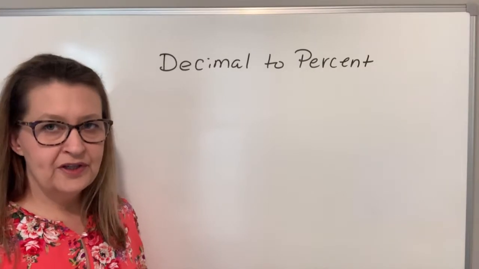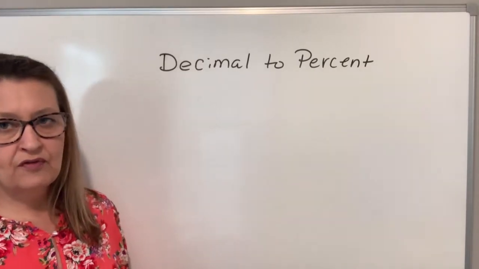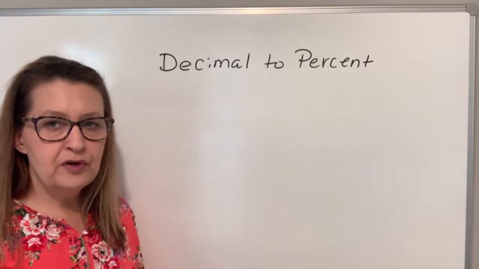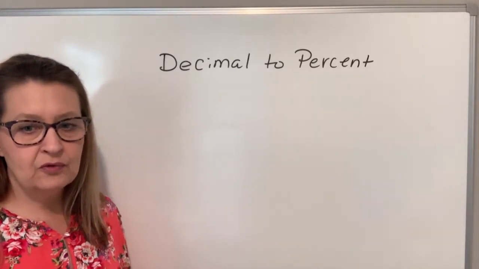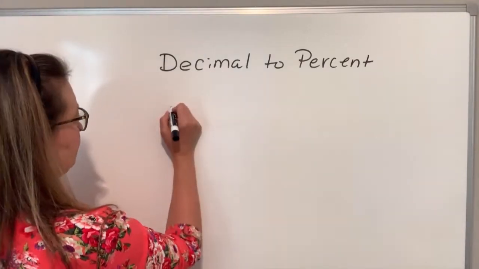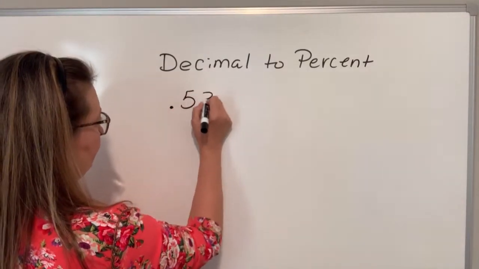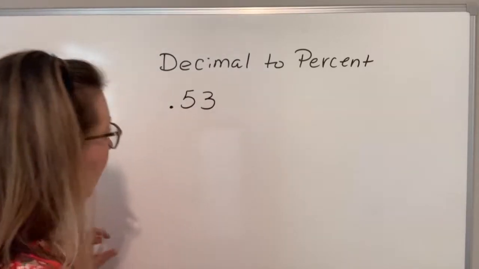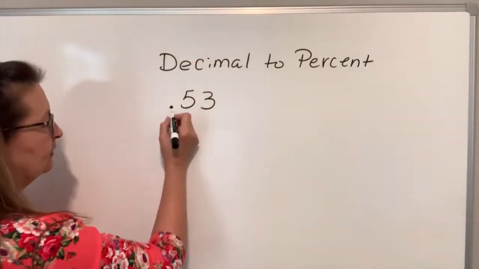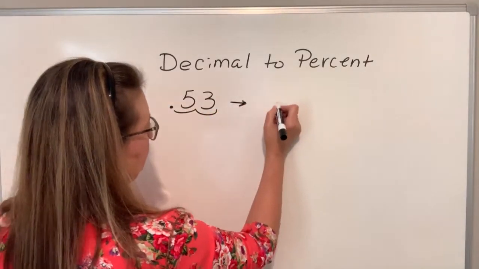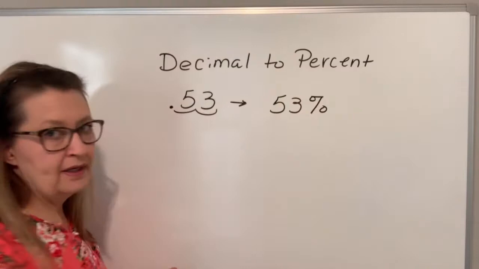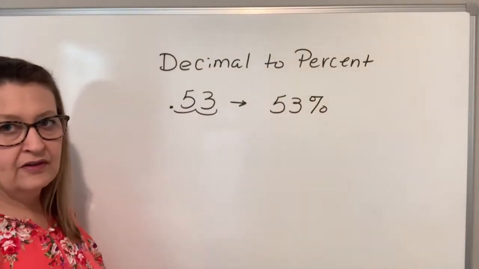Okay, situation number 2 is going from a decimal to a percent. The rule for this is you move your decimal 2 places to the right, and that turns it into a percent. So let's just look at some examples. If I have 0.53, I'm going to move my decimal 2 places to the right. So now I have 53%. Okay? That's all there is to that.